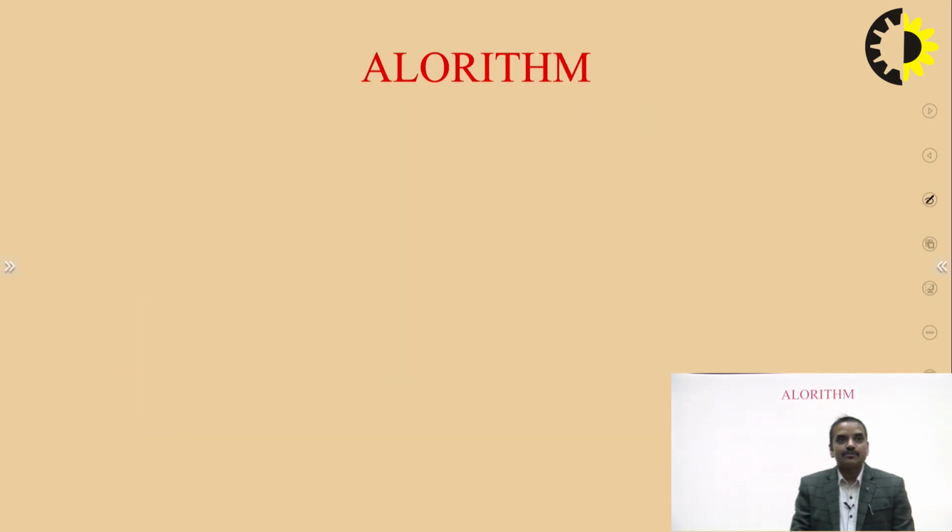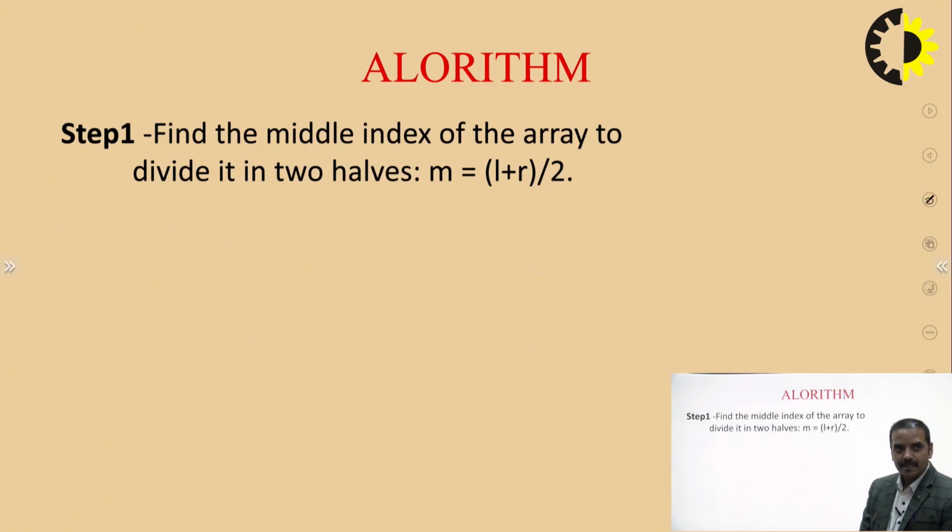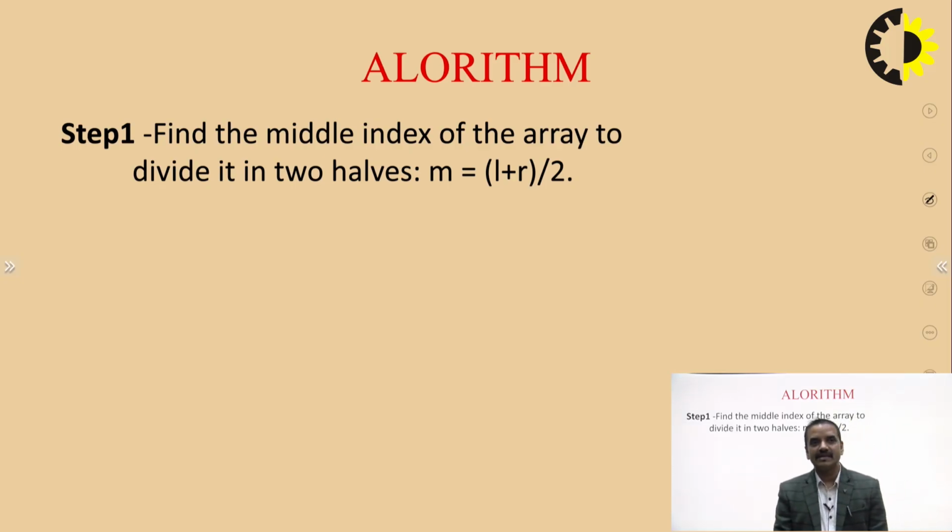Now, the next point is the algorithm. In the algorithm, we give the list of steps which is used to solve the given problem by using the merge sort algorithm. In step 1, we have to find the middle index of the array to divide it into two halves. Means we have to count the number of elements in the given array, and the given array is divided into two parts. The first part is the first half and the second part is the second half.